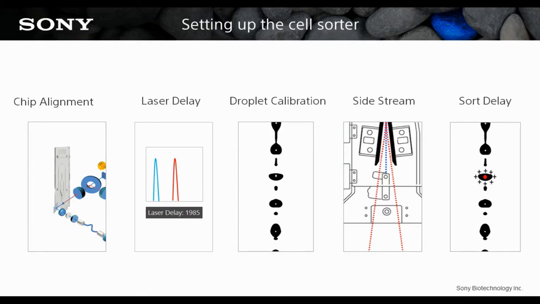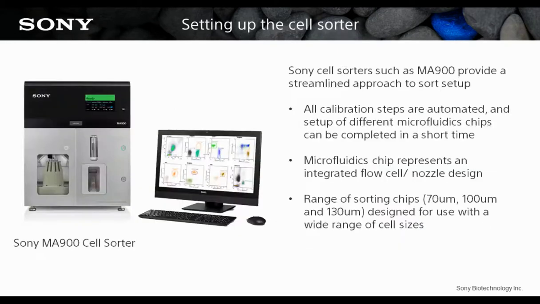Once you have selected the nozzle, the instrument must be calibrated for detecting and sorting cells. In the case of the Sony sorters, it is a completely automated process where the flow cell or the chip is aligned to the lasers to ensure optimal signal on a daily basis. Next, the laser delay is determined, followed by droplet calibration to determine the break-off point. In the last steps, the deflection of the side stream is optimized for 2- and 4-way sorting, and lastly, the sort delay is calculated.